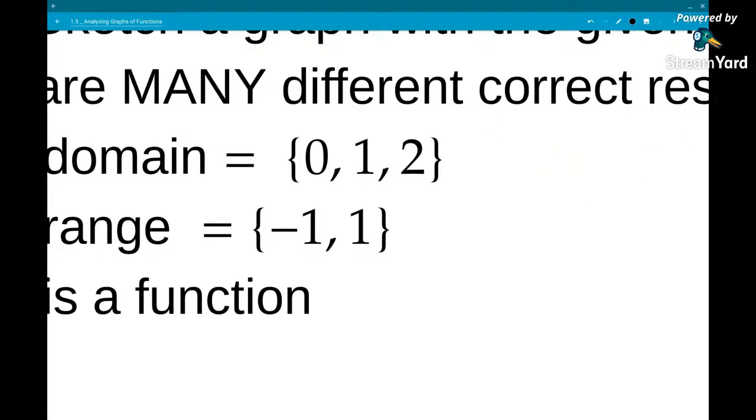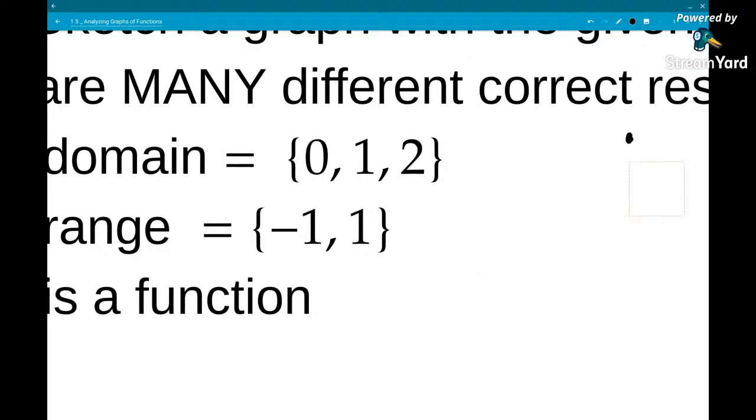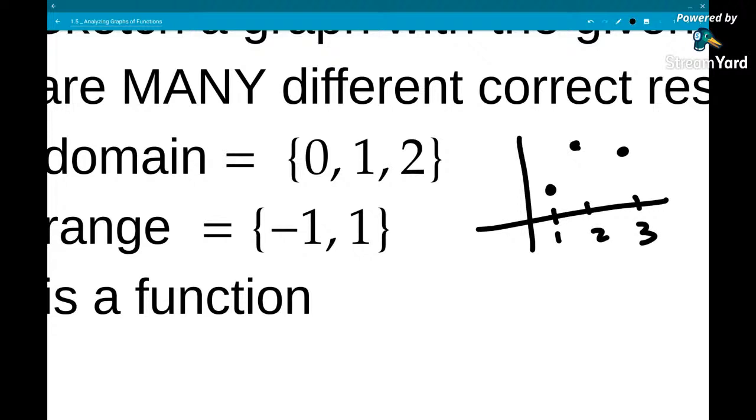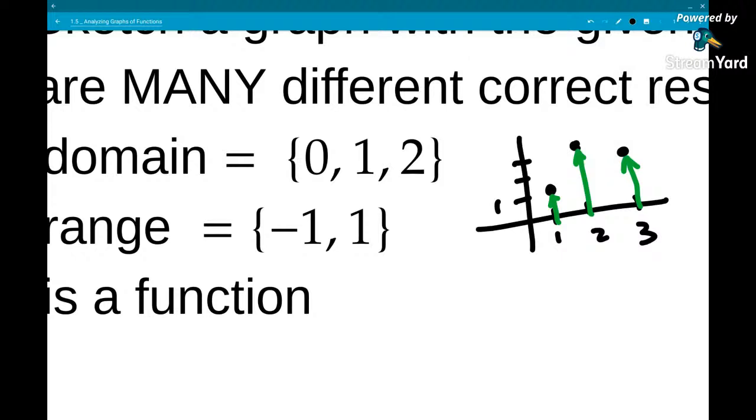Let me show you a picture of a discrete graph. Dot, dot, dot, dot. And now I'll show you a picture of a continuous graph. So it's all connected. When we have a discrete graph, we can literally just say, all right, what's in our domain here? 1, 2, and 3. How do I know that? Because 1 has a pairing, 2 has a pairing, 3 has a pairing. What are my range values? Maybe 1, 3, and 4. How do I know that?